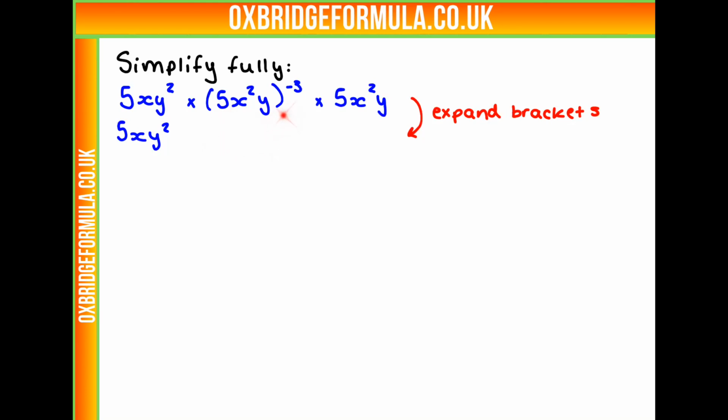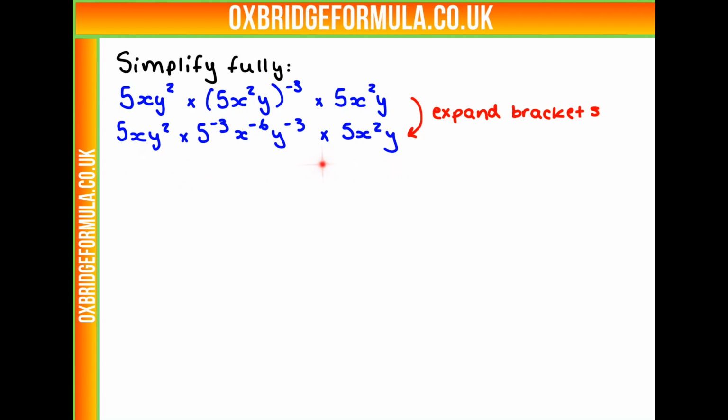And then for this one, we have something in brackets all to the power of minus 3. So what do we need to do to expand these brackets here? So we're going to raise each power of each term to the power of minus 3. So that's going to be 5 to the minus 3, x to the minus 6, because we're timesing our power here, 2 by minus 3, and then y to the minus 3. And again, this one doesn't really need to change. We're just going to get 5x squared y.